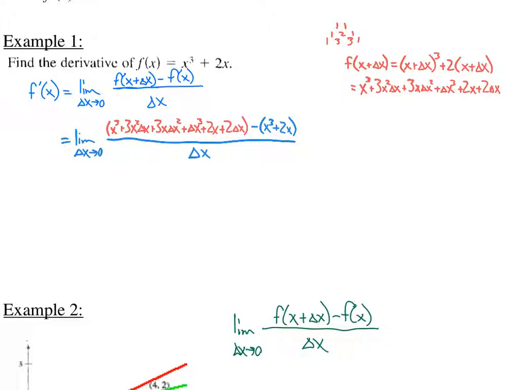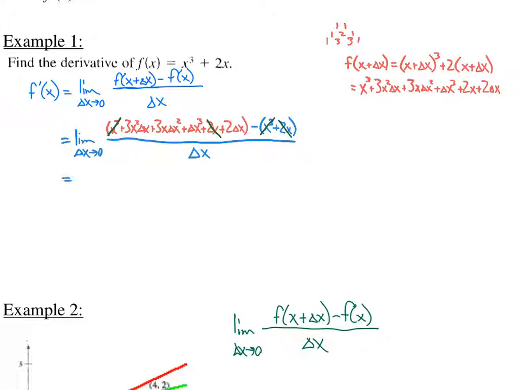Does everyone follow up to that point? Yeah. Are we okay? All right, so now I look to simplify whatever I can, okay? And I can simplify. I have an x cubed minus an x cubed, because I distribute the negative, right? And I have a 2x minus this 2x. And what do you notice about everything that's left over that didn't cancel out? They all have a delta x in them, okay?